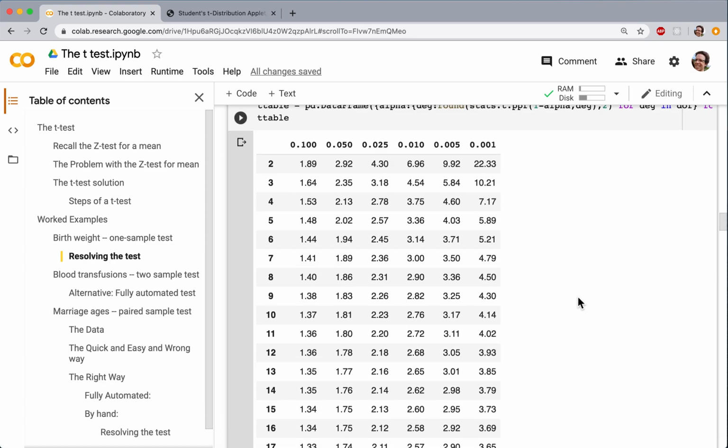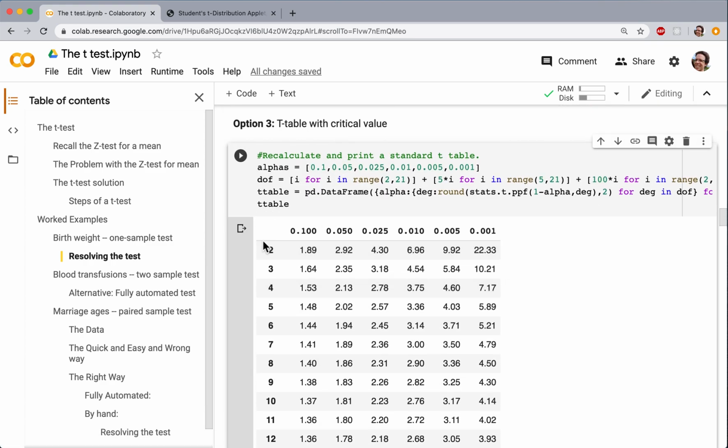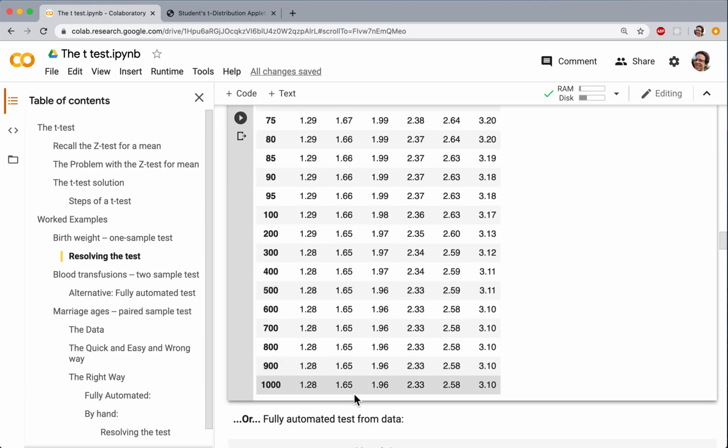So that's how we would use the t-table to resolve this test. Look up this alpha, look up the degrees of freedom, find the critical value, and then ask, did we beat that critical value with our test statistic? And indeed, we did. So again, we would conclude that is a statistically significant result. The birth weight is in a statistically significant way greater than 7 pounds.